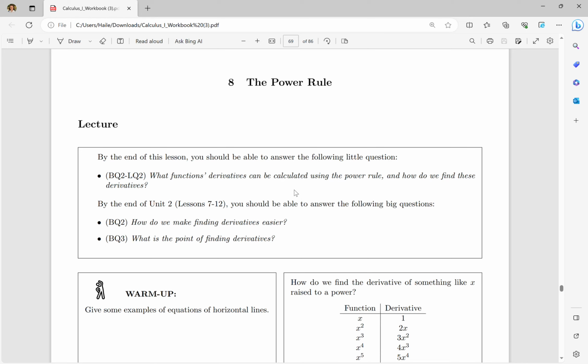In this video, we're going to start talking about the power rule. By the end of this lesson, you should be able to answer the following little question: what functions' derivatives can be calculated using the power rule, and how do we find these derivatives? And as a reminder, by the end of Unit 2, which is lessons 7 through 12, you should be able to answer the following big questions: how do we make finding derivatives easier, and what is the point of finding derivatives?